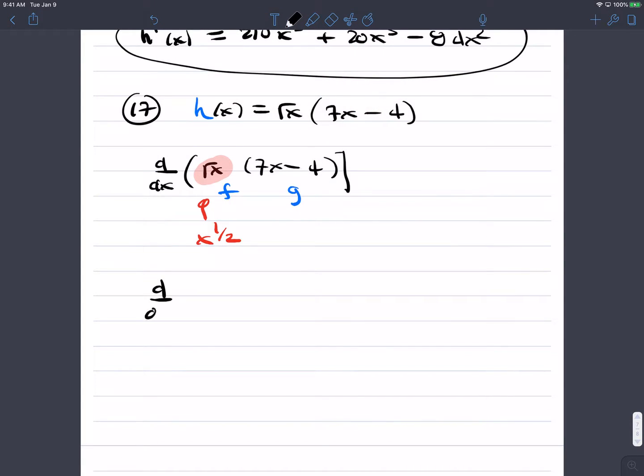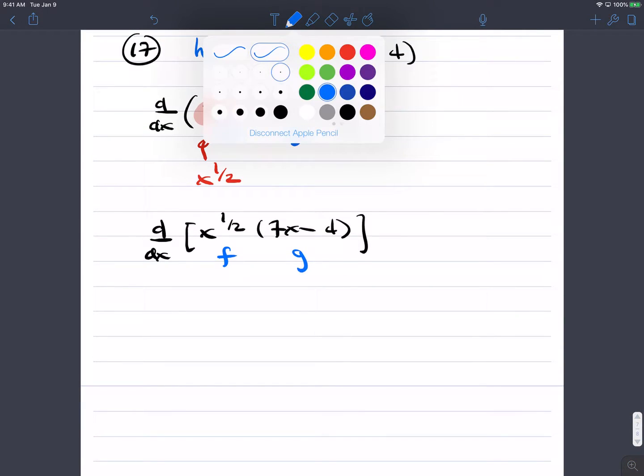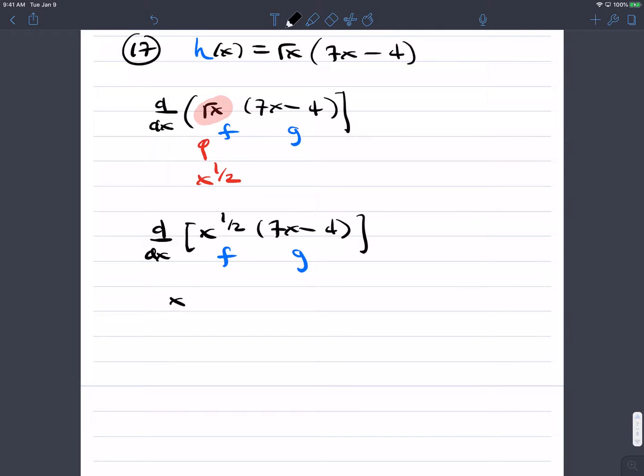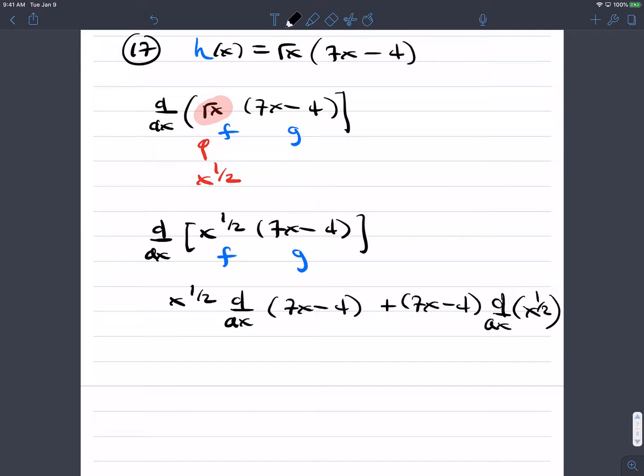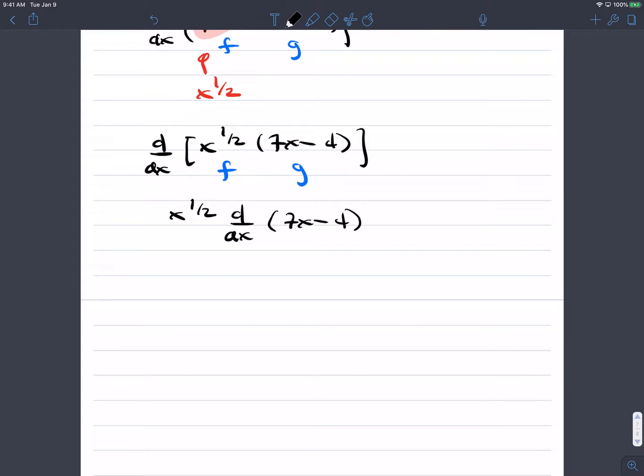So that derivative is x to the 1/2 power times 7x minus 4, and we're going to multiply. So pull out the first function, you get x to the 1/2, differentiate the second function, 7x minus 4. Now pull out the second function, 7x minus 4, differentiate the first function. So, if you like, since we're running out of space here, put this down in the second line, 7x minus 4 times that derivative of square root of x, which is x to the 1/2.